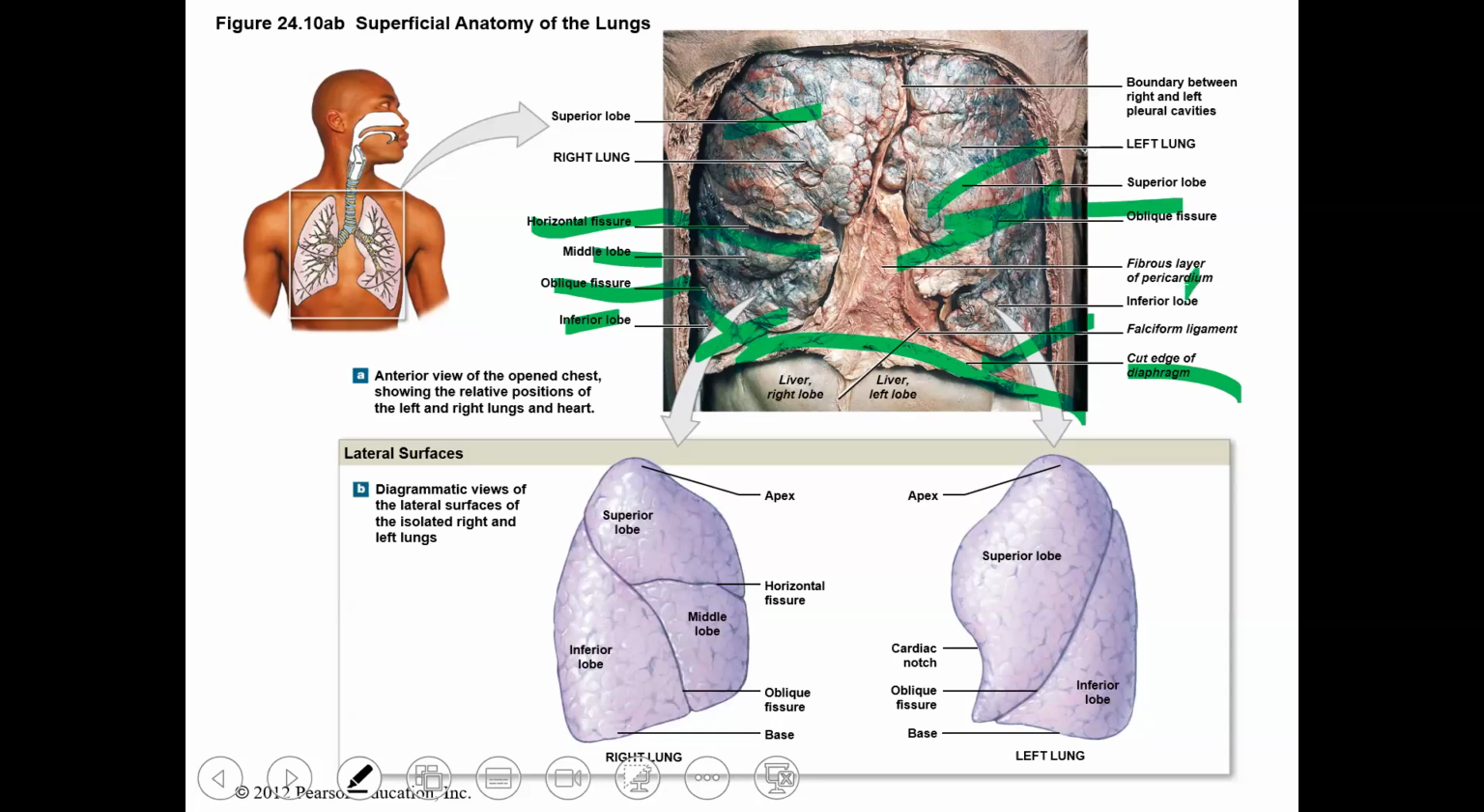You can see the fibrous layer of the pericardium, or that sac that surrounds the heart. And you can see the boundary here between the right and left pleural cavities, separating those out. And all the way down here, you can see the liver, okay? The right lobe of the liver and the left lobe of the liver.